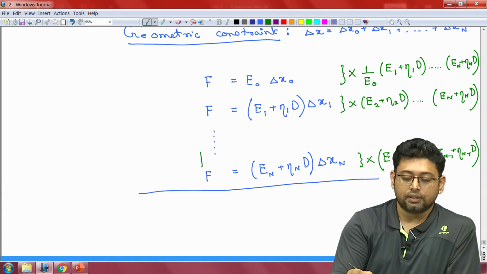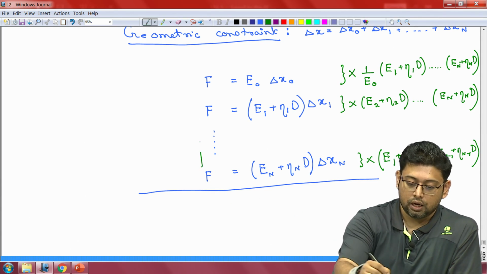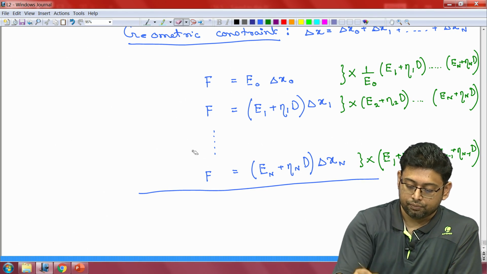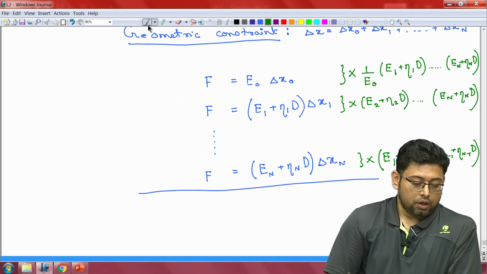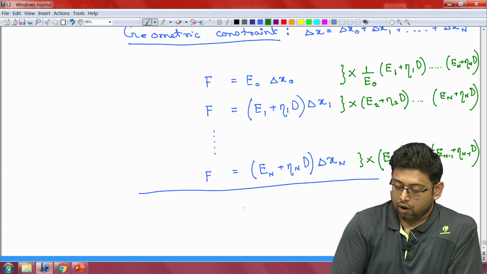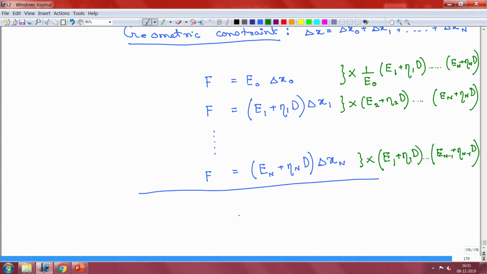On the left hand side, obviously, you have the same forces, so you do not have to worry about that. When you add all this together, what you will end up getting on this side is very straightforward. You will have all these different factors multiplied till the Nth factor.